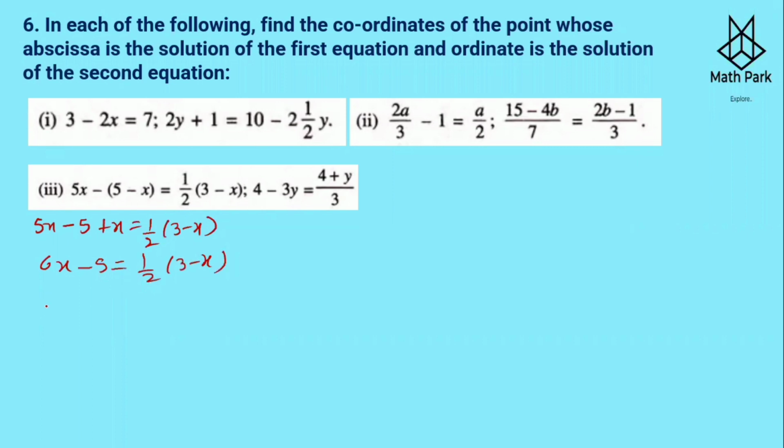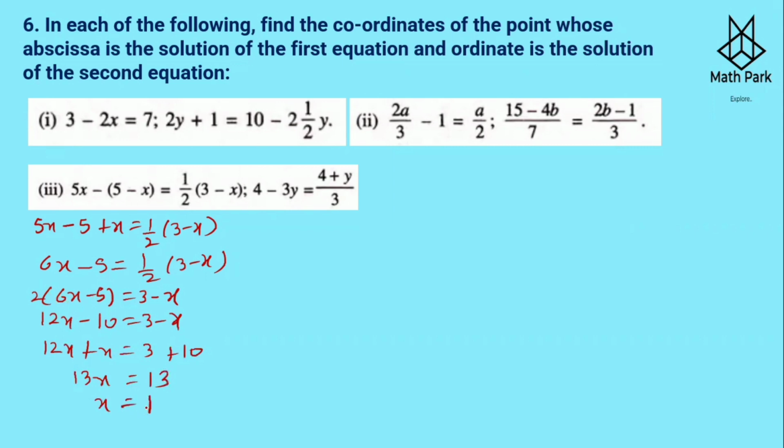Let us shift this 2 over here. 2 in bracket 6x minus 5 is equal to 3 minus x. 2 6s are 12x minus 2 5s are 10 is equal to 3 minus x. x comes here, 12x plus x is equal to 3 plus 10. So you get 13x is equal to 13. So x is equal to 13 by 13, which is 1.